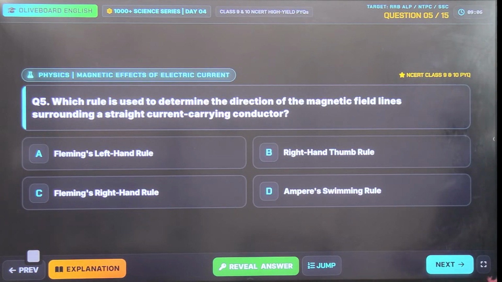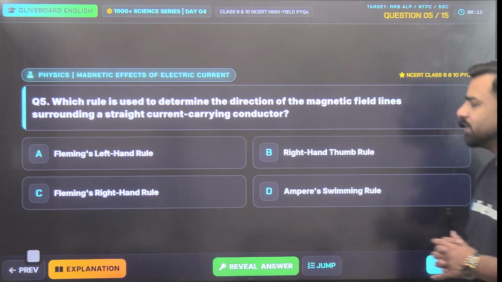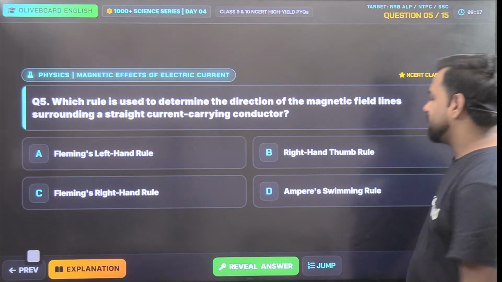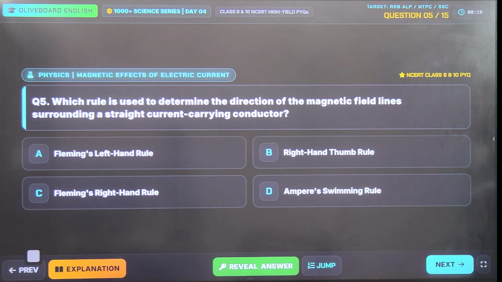Next. Which rule is used to determine the direction of the magnetic field lines surrounding a straight current carrying conductor? So Fleming's left hand rule, right hand thumb rule, Fleming's right hand rule, or Ampere's swimming rule. You have four options. So guys, what should be the correct answer in this case? So what should be the answer?